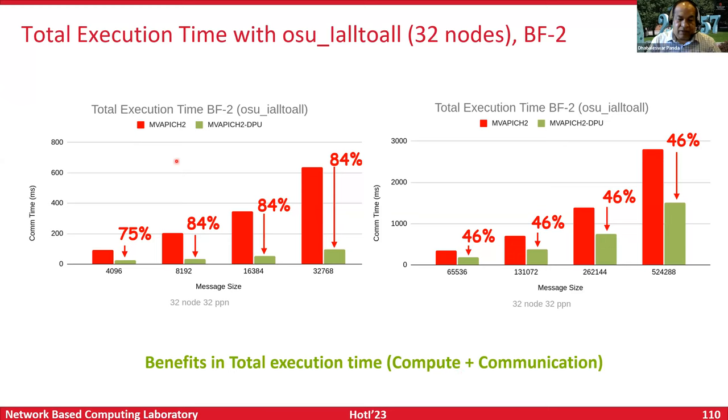Now if you see some of the bars here, this is running for large messages, from 4K up to 32K. The red bars are MVAPICH2, the basic MVAPICH, which doesn't have that overlap capability. Whereas if I offload that non-blocking all-to-all to the DPU, you see I can get almost 84% benefit. This is a 32 node, 32 PPN, about 1,000 process run. This is also a 1,000 process run. Even for large messages, like 512 megabytes, I can get 46%. So this is just at the communication layer.